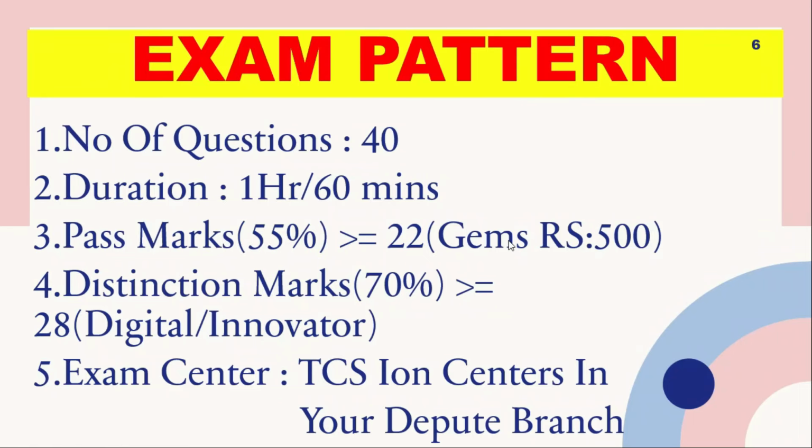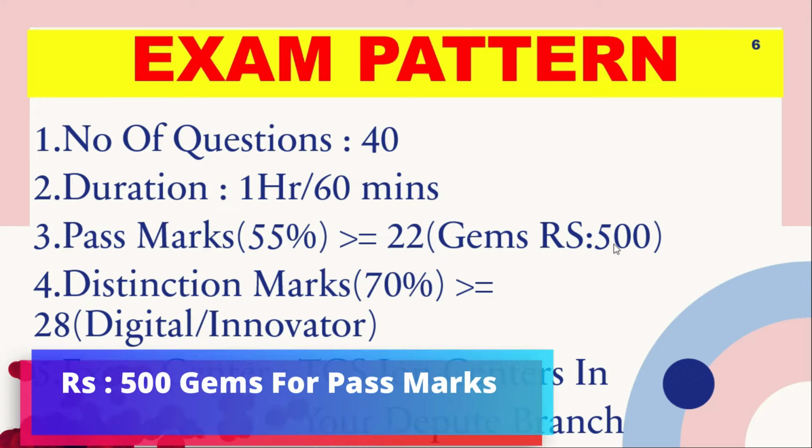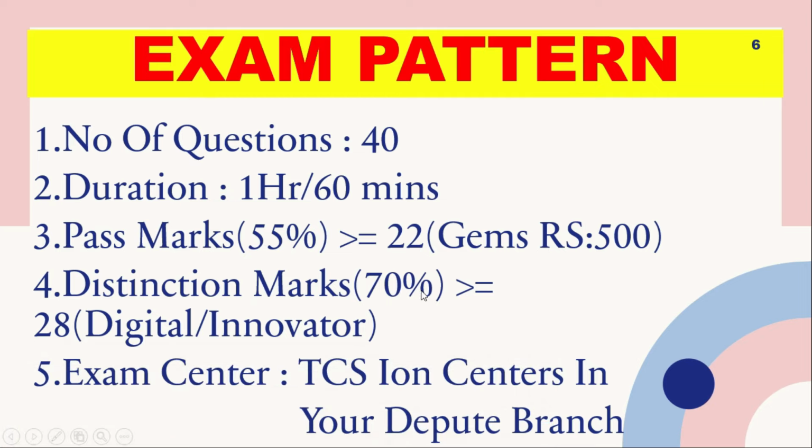Now we shall discuss the exam pattern of business skill track 1 or 2. The number of questions is 40, the duration is 1 hour or 60 minutes, and the pass mark is 55%, which is equivalent to 22. For the pass mark there is a gems reward of 500 rupees. In order to clear this track you need to get distinction, which is 70%, equivalent to 28 marks. Both digital and innovator need distinction. Exam centers are TCS announced centers in your deputy branch.